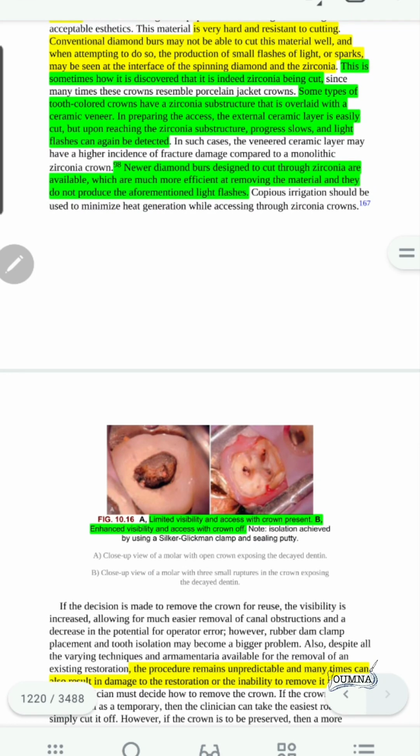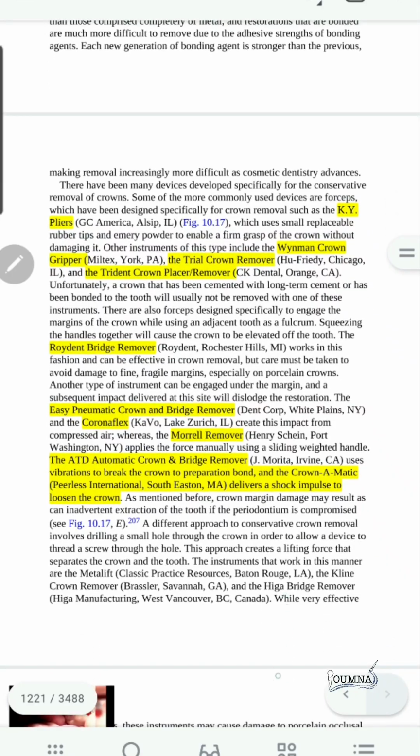We remove it and we do the access cavity without the crown. For example, here we have a case where the crown is good and the patient has no time, for example he is traveling, or financially he has some problems in redoing the crown. So opening the tooth through the crown is indicated here. Although we get limited visibility and limited access to the canal orifices, and if you have to remove any posts, it will be harder. But some cases demand this.